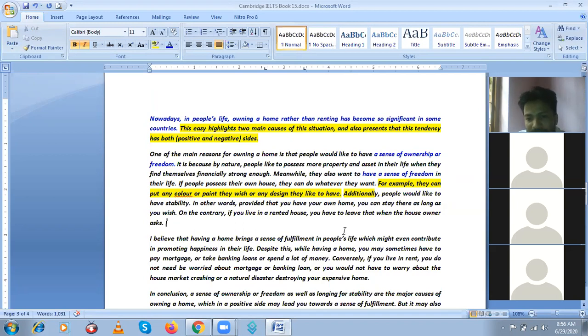Meanwhile, they also want to have a sense of freedom in their life. If people possess their own house, they can do whatever they want. For example, they can put any color or paint they wish or any design they like. Additionally, people would like to have stability. Another reason is the sense of stability. In other words, provided that you have your own home, you can stay there as long as you wish. So this is longevity, stability.